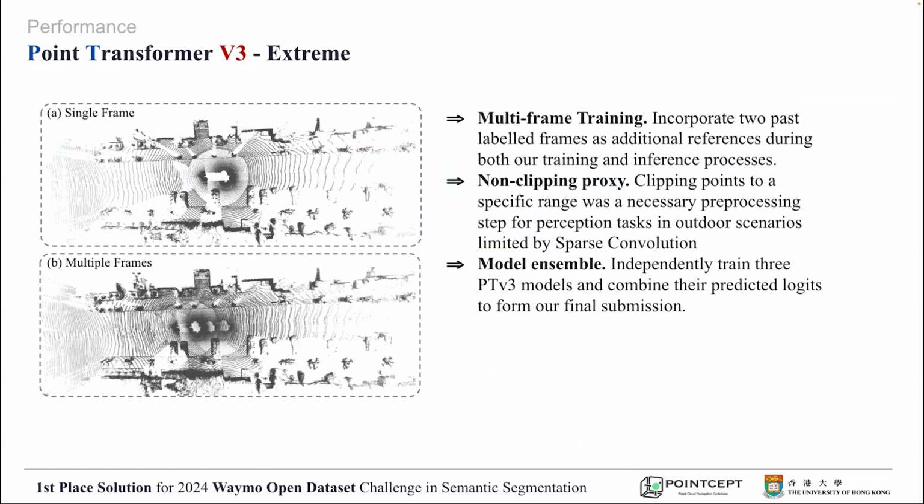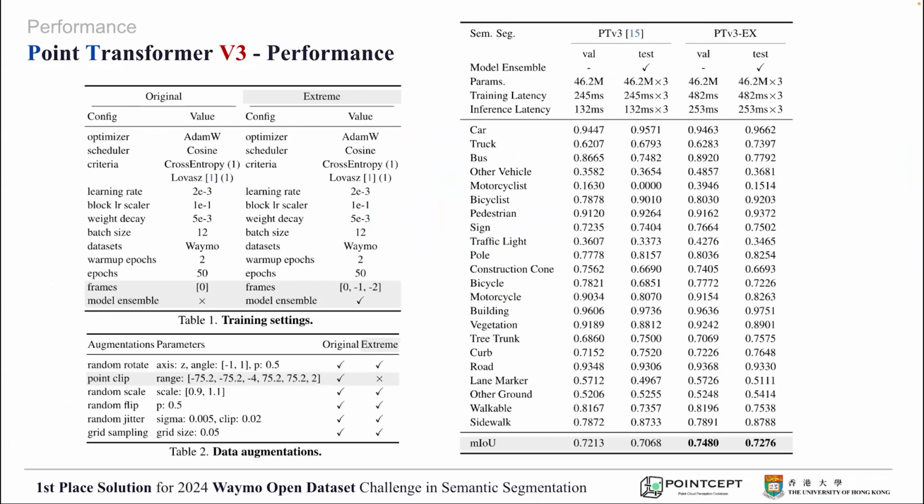So specific to this Waymo challenge, we launched the extreme version, which views additional past and future frames as a reference and adopts a non-clipping policy, which used to be crucial for sparse convolution. Finally, coupled with the model ensemble strategy, we achieved the strongest performance in the Waymo semantic segmentation benchmark. The detailed setting and performance is as follows. Finally, we achieved 74.8% mIoU on the validation split and 72.8% mIoU on the testing split of the Waymo dataset.